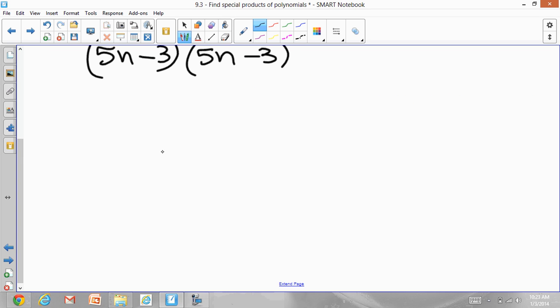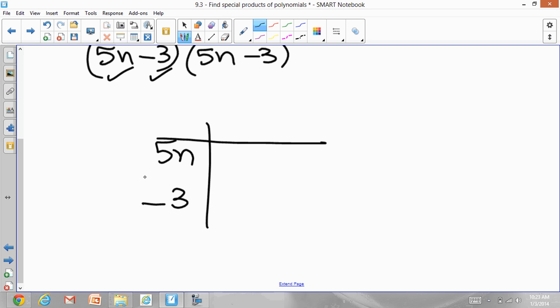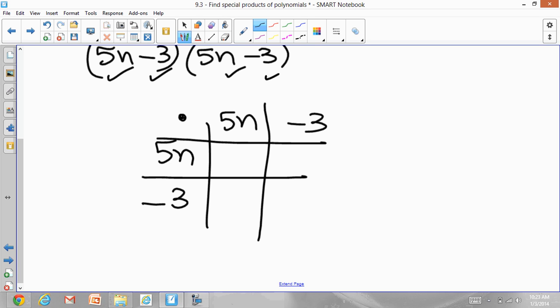So using the table method, I'm going to write 5n, negative 3, going vertical. So this and this is taken care of. 5n, negative 3, going horizontal. This and this is taken care of. And now I'm beginning my multiplying.